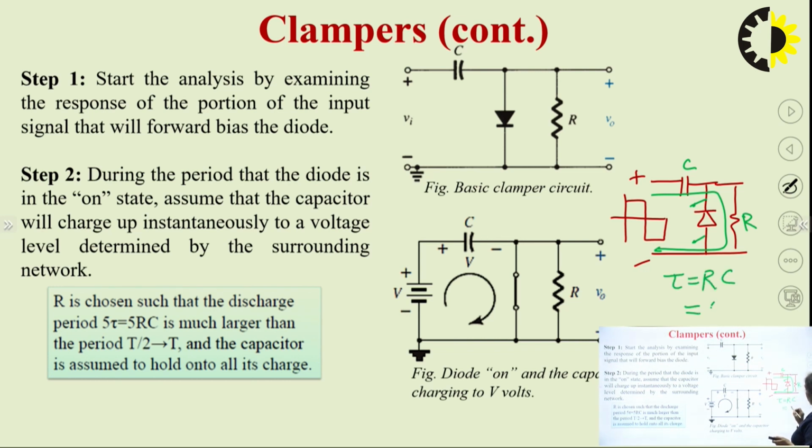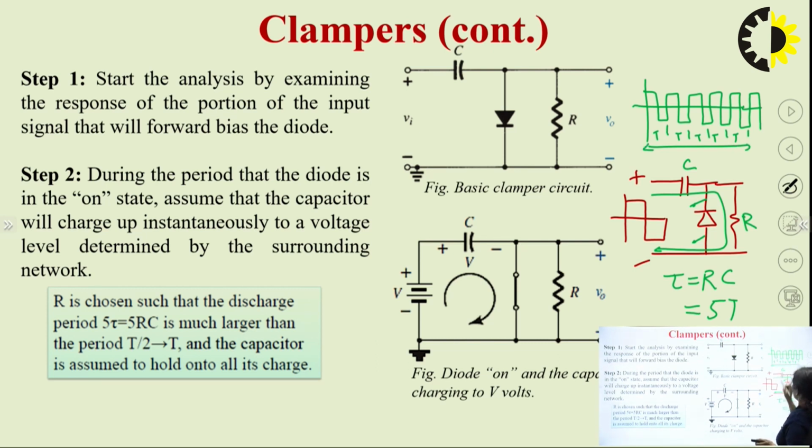It will take around 5 tau. That means to completely charge, it will require 5 fundamental time periods. So 1, 2, 3, 4 and 5. It requires this much time. So your capacitor will get charged, discharged, charged, discharged. It will never get charged to the maximum value. That is the reason we cannot start the analysis in the first half cycle. We have to wait for the next half cycle so that our diode will get forward biased.